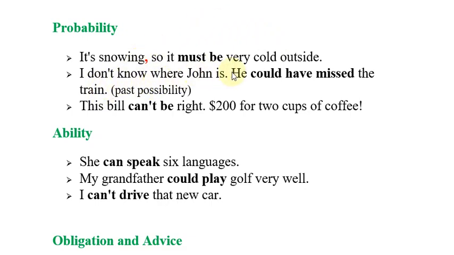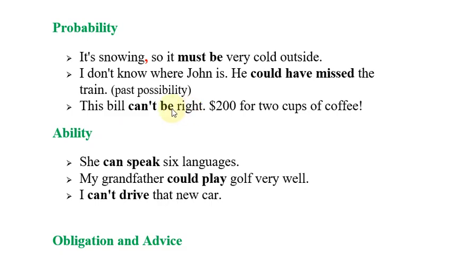I don't know where John is. He could have missed the train. We talked about this. This shows past possibility. This bill can't be right. $200 for 2 cups of coffee? That is not probable. That is not possible.